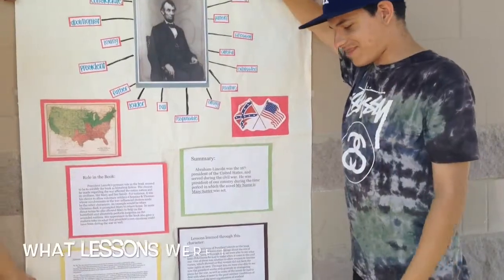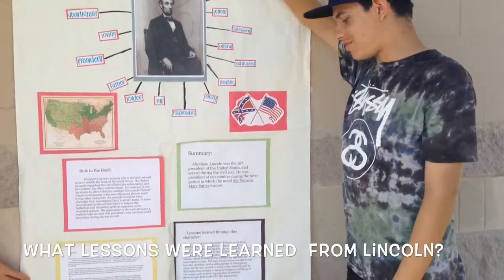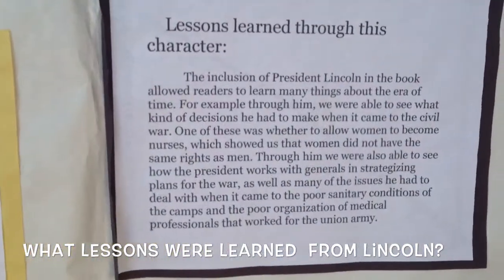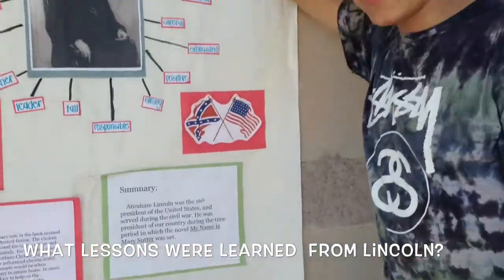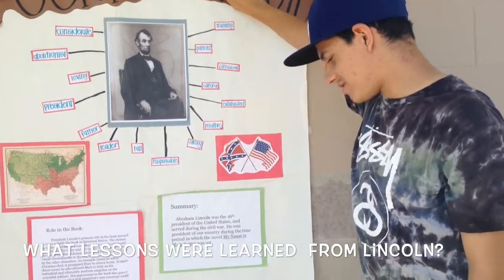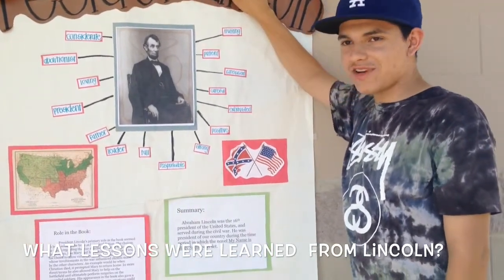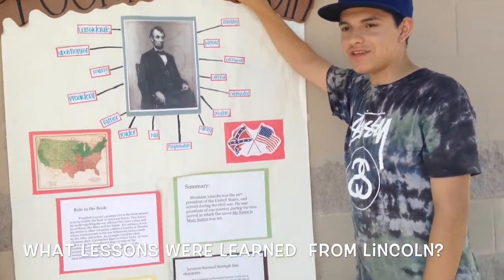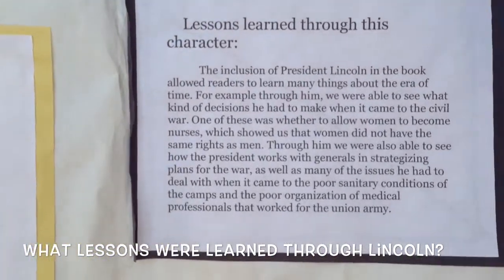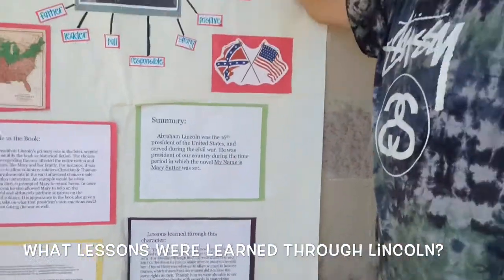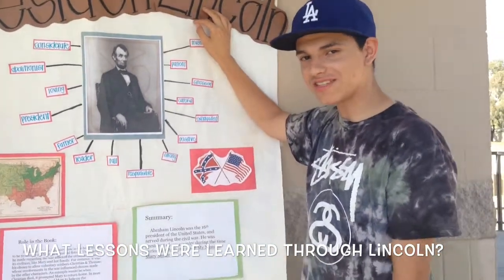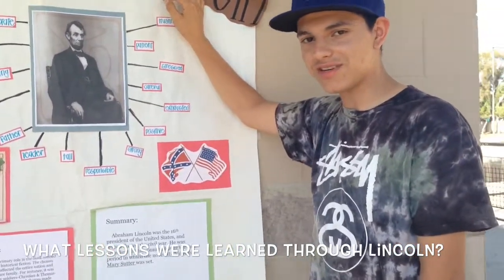My name is Samuel, and these are some of the lessons that Abraham Lincoln taught us in the book. One of the lessons was it allowed the readers to learn about the time, the setting that Mary Sutter was made in. And one of the lessons he taught was how women didn't have the same rights as men when he was letting them be nurses. And then we also learned how he worked with the generals to make strategies for the war. And we also see how he helped the nurses deal with the poor sanitation in the hospitals where the soldiers were being helped and taken care of.